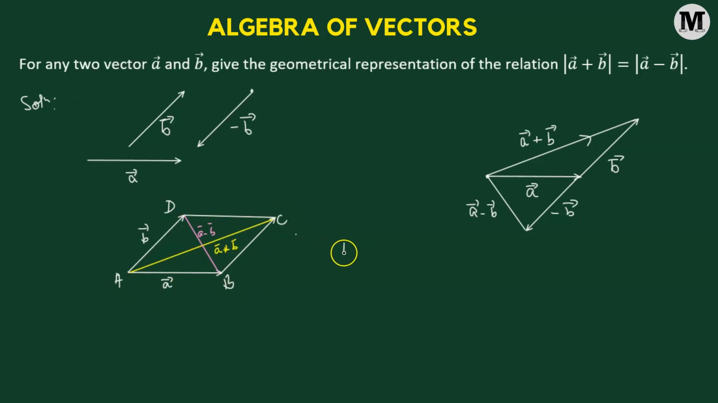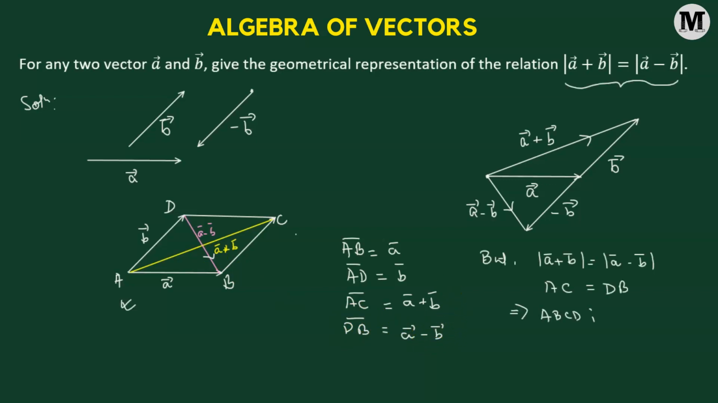Now here we have AB, so this corresponds to the vector A. Then we have AD vector, so AD vector is going to correspond to the vector B. Then we have the diagonals: AC vector is going to be A vector added to B vector, and then we have DB vector. So DB vector will be the vector A minus B vector.